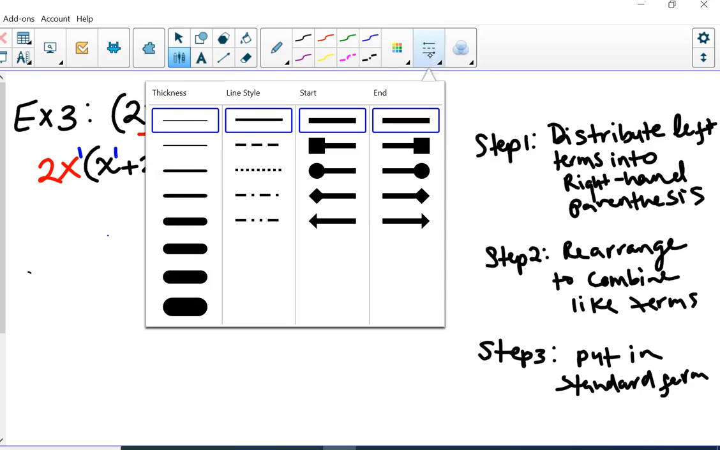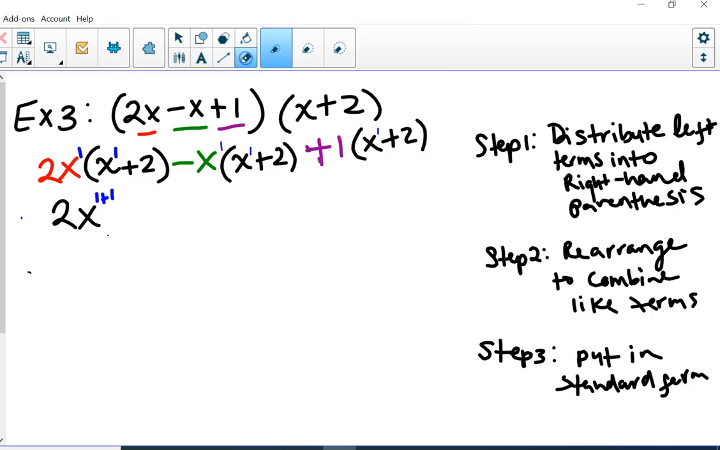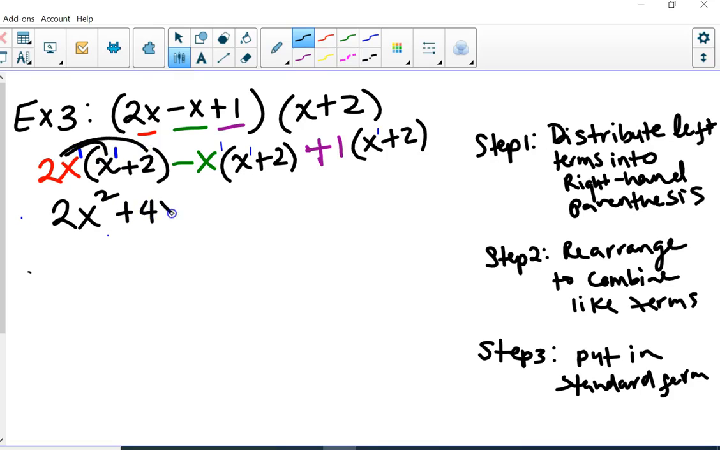Alright, 2x times x will be 2x to the second power. Remember, it's 1 plus 1, you're adding your exponents. So it will be x to the second power. 2x times x is 2x squared. Then you want to do 2x times 2. 2 times 2 is 4, and you only have 1x.